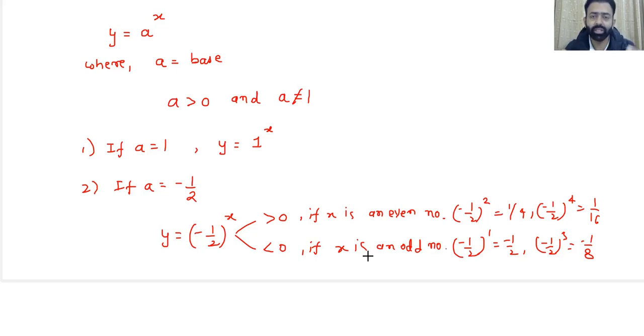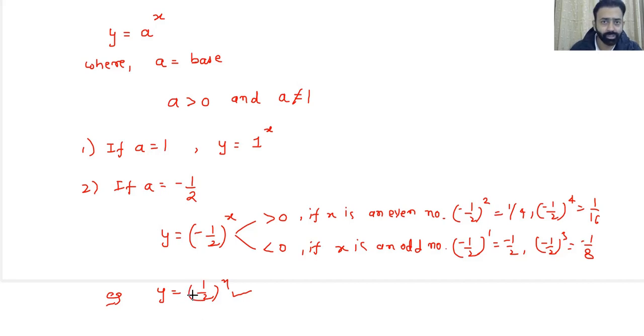But specifically, you cannot define the function as an exponential function. That's why this condition is a must, that the base should be positive and it cannot be equal to 1, right? So for example, y is equal to half raised to power x is allowed. This is an exponential function because it is satisfying this condition, right?